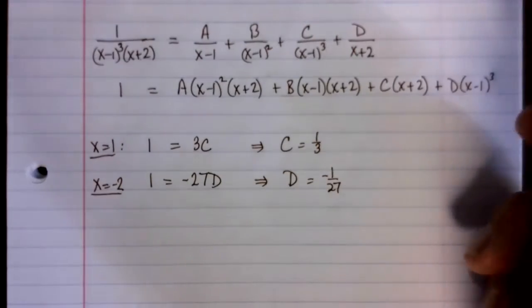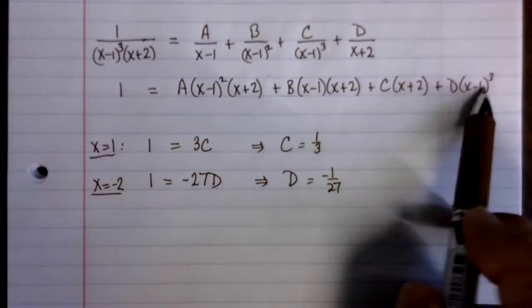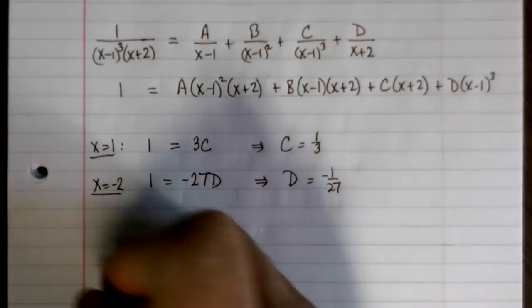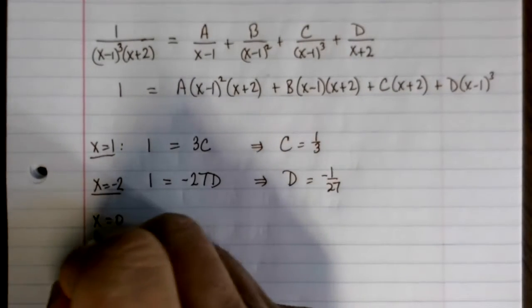Okay, from this point forward, I have 2 options. I could multiply out and match coefficients, and that would work. What I'll choose to do instead is to plug in 2 more numbers and get a system of 2 equations and 2 unknowns for the remaining variables A and B. So I'll start off by plugging in 0.